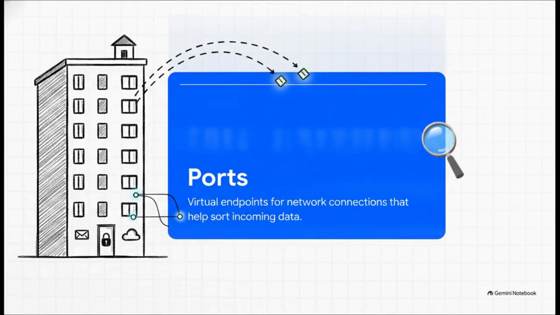But here's the catch. Just getting to the street address isn't quite enough. Think about it. When you arrive at a massive apartment building, you still need to know which door to knock on, right? And that's exactly where ports come in. Ports are virtual endpoints that help the receiving computer sort out incoming data. If the IP address is the building, the port is the specific apartment number. It ensures that when your data finally arrives, it goes to the correct application, like, say, a web server on port 443, instead of accidentally stumbling into an email server.